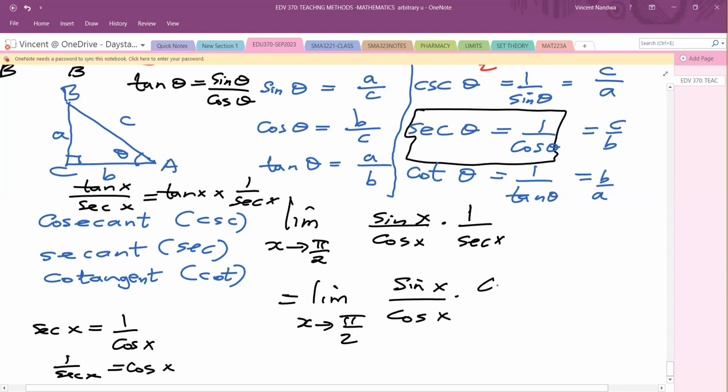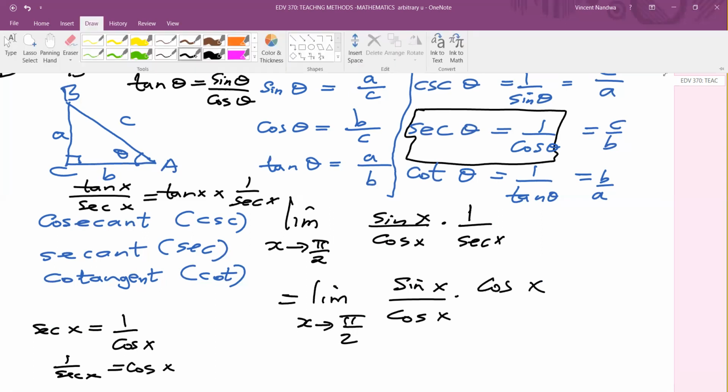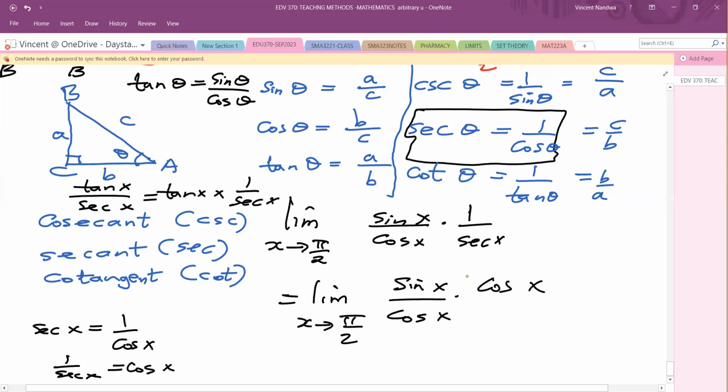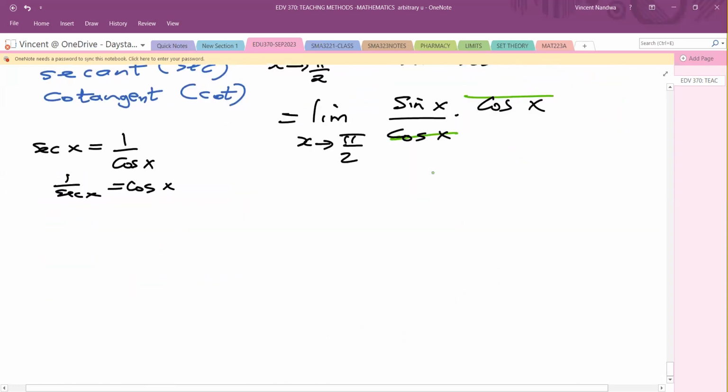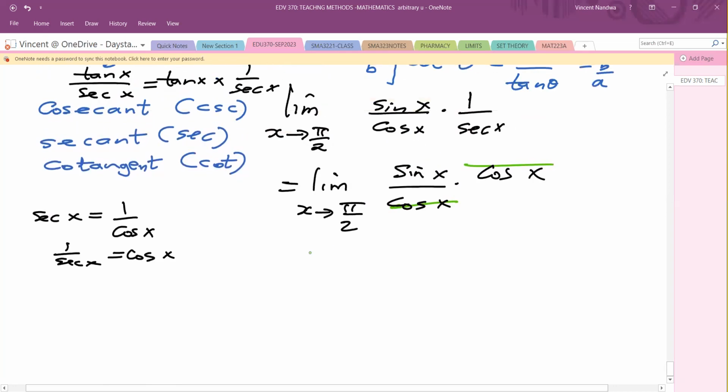Yeah, so hapo we multiply by cos x. Okay? Sasa hapo tunaona some things will cancel out. Cos and cos, sindio? Yeah. So which means then we'll have this to be limit as x approaches pi over 2 of sine of x. Yeah. Then that's even a funny direct substitution. What is sine of pi over 2? It's like I'm asking you, what is sine of 90 degrees?